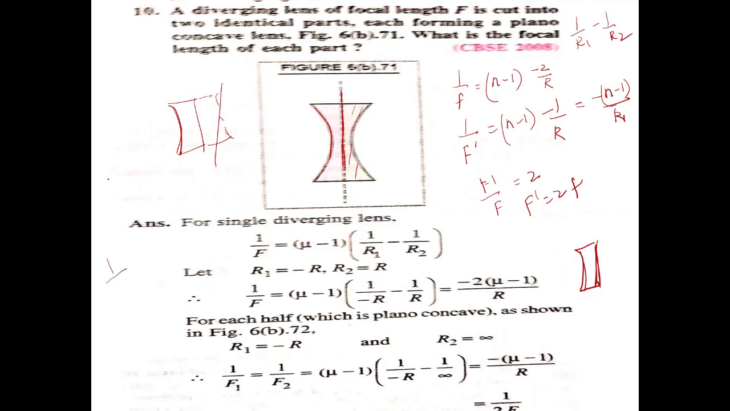Suppose we divide one lens. You know that 1/f1 plus 1/f2 is 1/f. Correct? So 1/f1 is 2f. So I will get 1/2f plus 1/2f is 1/f.